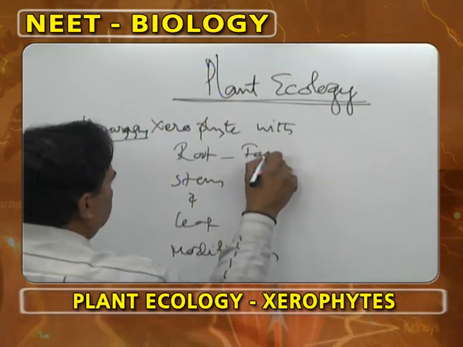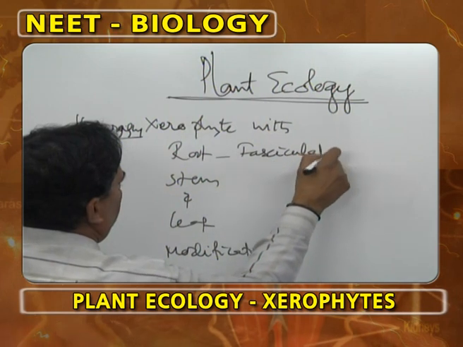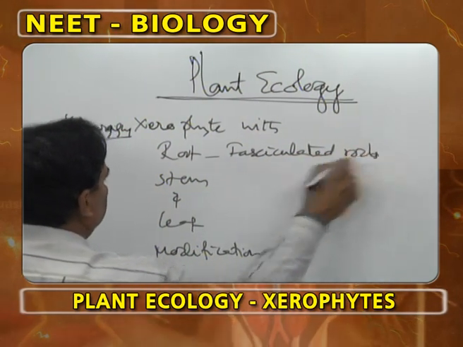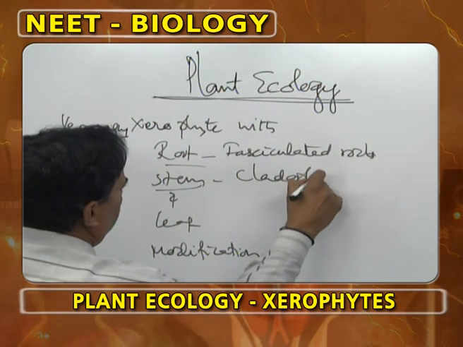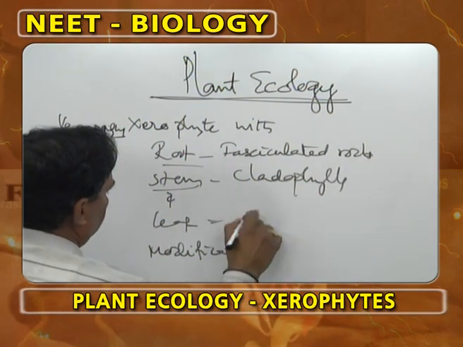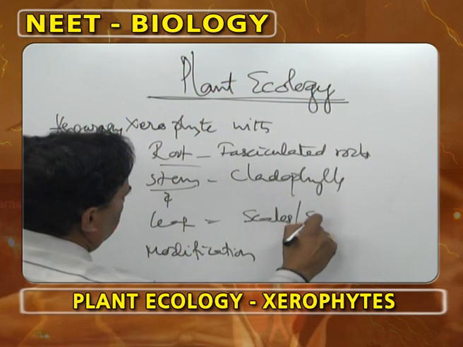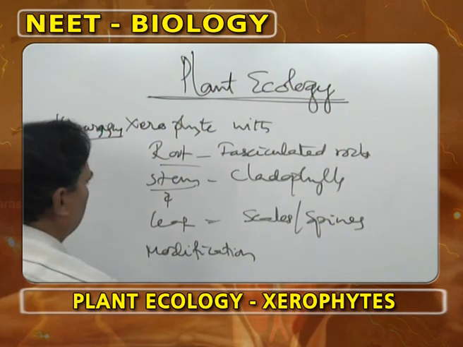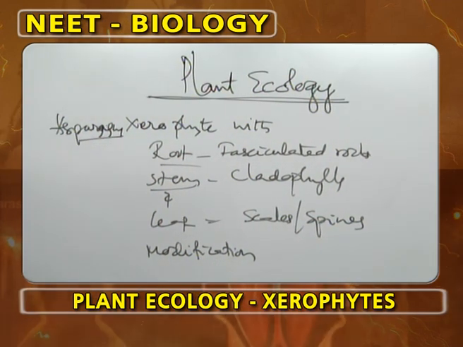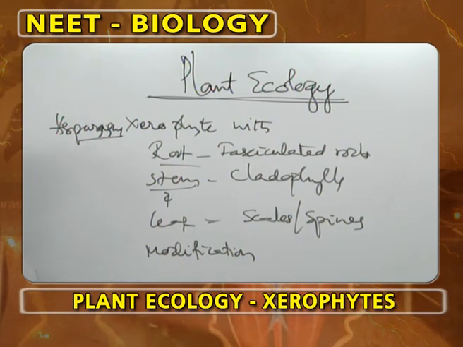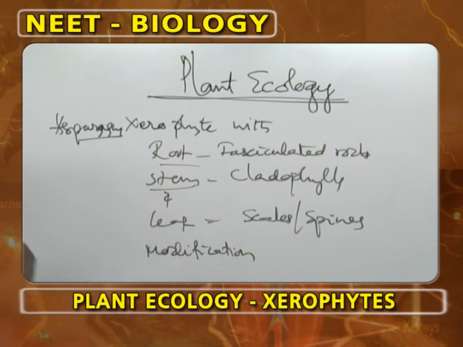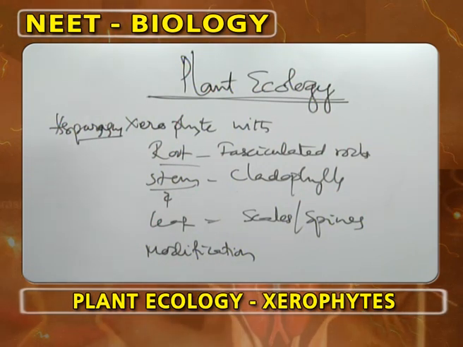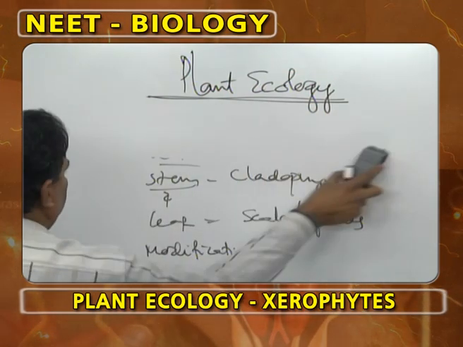Root becomes fasciculated roots, fasciculated tuberous roots. Stem becomes cladophyll. Leaves become scales or spines. So all three are modified in asparagus. It is a xerophyte with root, stem, leaf modifications. Roots are fasciculated roots, stem is cladophyll, leaves are modified into scales or spines.